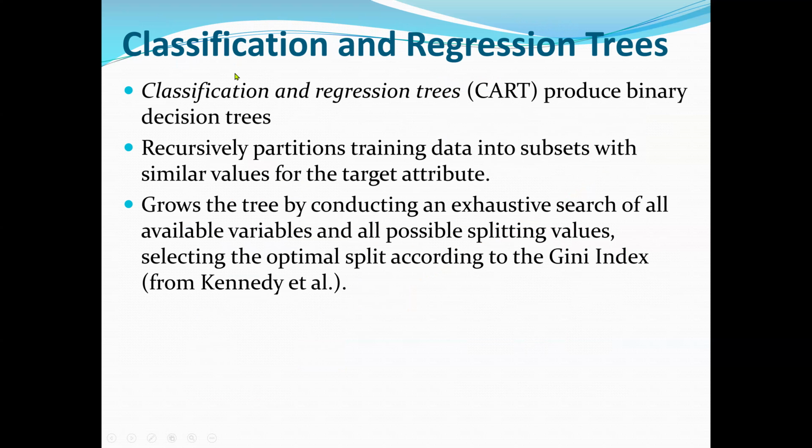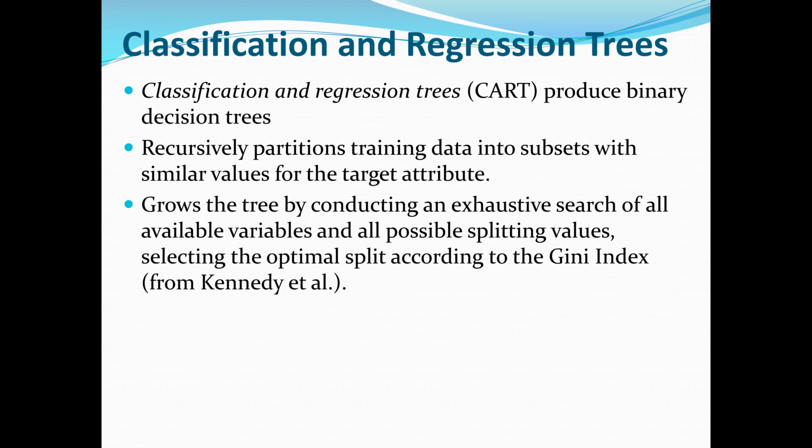So we start with the first decision tree algorithm, which we call CART, or classification and regression trees. This is one of the earliest decision tree algorithms, developed somewhere around the early 1980s. The concept here is that we are going to recursively partition the training set into subsets with similar values for the target variable.